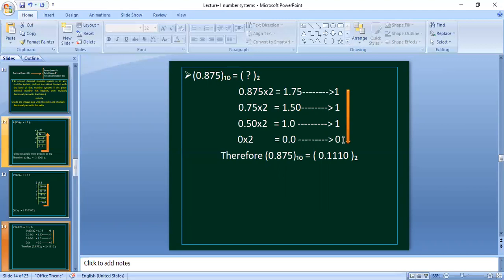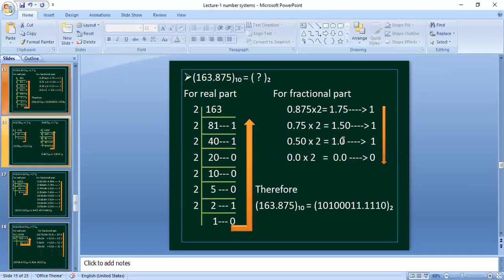Next, here also I'm taking one example. This is the given decimal number, and we need to convert it to binary. In this problem we have both an integer part and a fractional part, so we need to convert the integer part separately and the fractional part separately. First we need to convert the given integer part, 163, to binary.